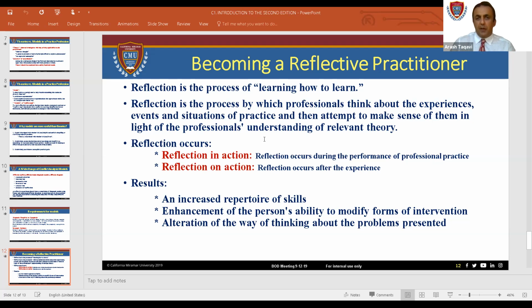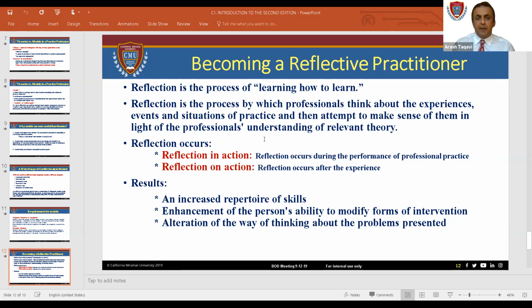Without that, you are like an application. There are many computerized programs that can analyze a market. Why not? But without any consideration of humanistic, knowledge-based, research-based components. So reflection is the process by which professionals think about the experience and light up professional understanding of relevant theory. So reflection is the part of theory that is reflected in the practitioner. Your understanding of a theory is called reflection.